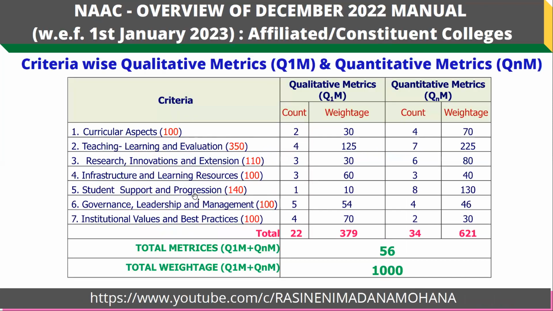Before that, again see the overview of all the 7 criteria and their total weightages. Now here we are discussing criterion 4, infrastructure and learning resources, total weightage is 100. So for criterion 4, you have 3 qualitative metrics with 60 weightage and again 3 quantitative metrics with 40 weightage. Total 6 metrics with 100 weightage.